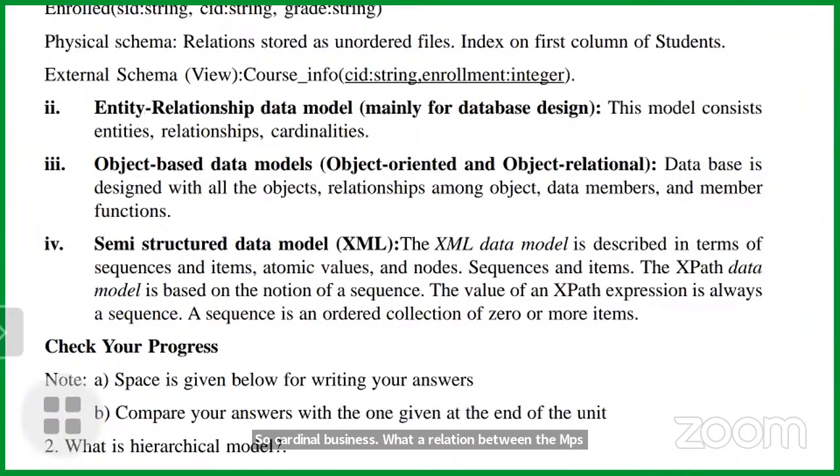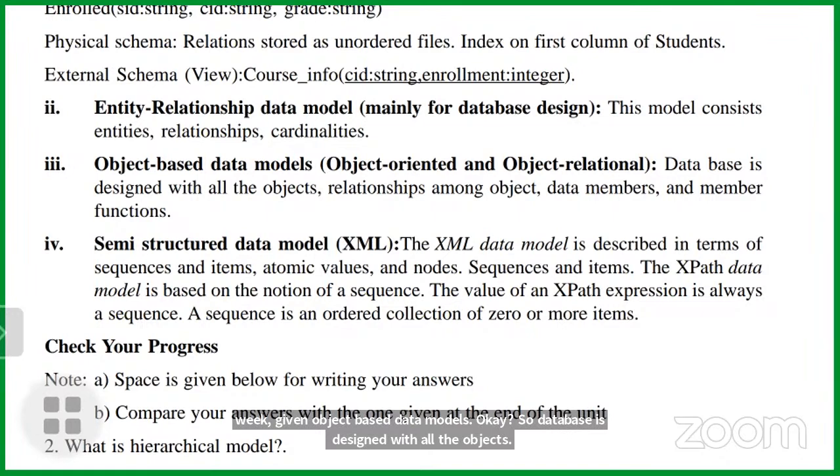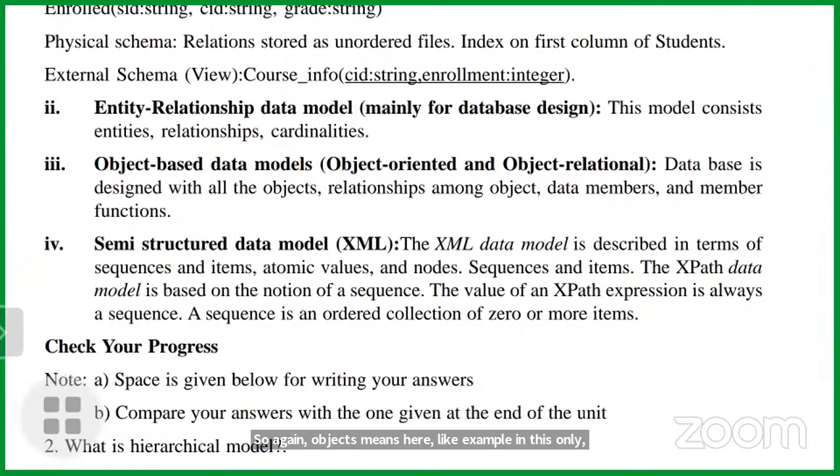Next he gave object-based data models. So the database is designed with all the objects. Objects here means, for example, entities only. But in the entity relationship model, we use separate diagrams. Here we take the objects completely, like in C++, where you have objects, data members, and member functions. So that way we store it here.